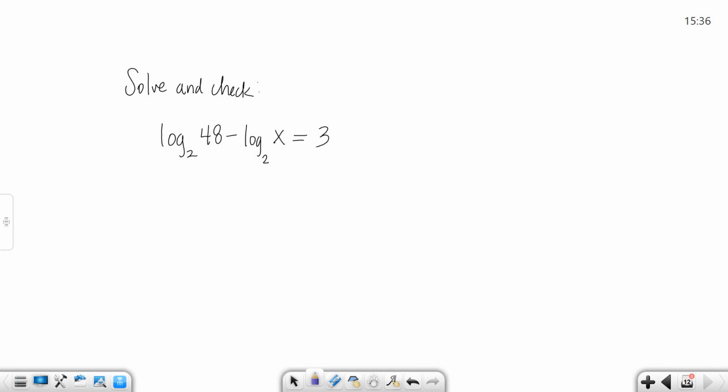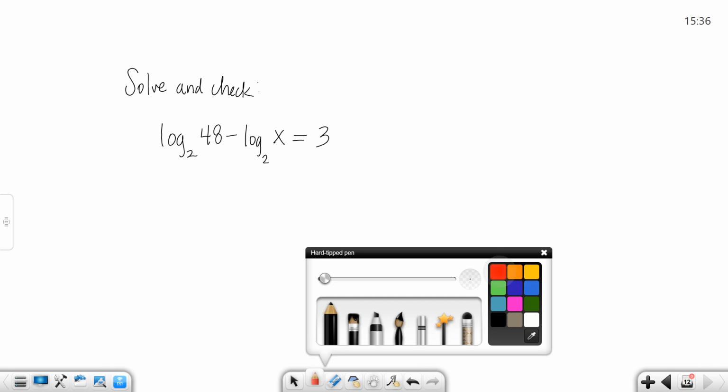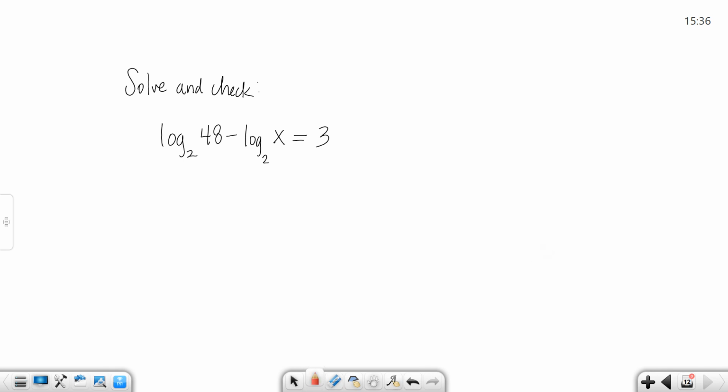Okay, so here's your last one. You'll notice that you have 2 logs. So when you have more than one log, you have to condense into a single log. So this is going to be the log base 2 of something equals this 3, which you're not going to touch. The rule says when you subtract the logs, you divide the terms. Subtract the logs, divide the terms.